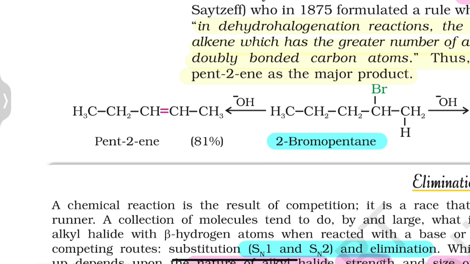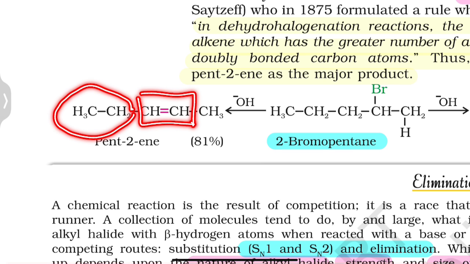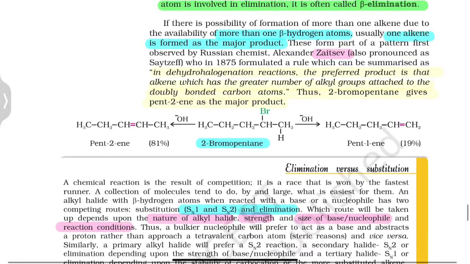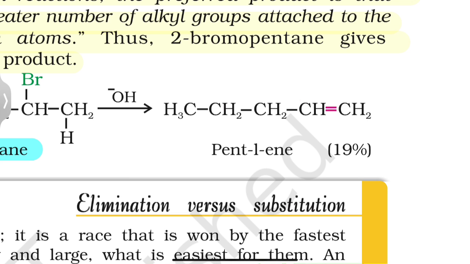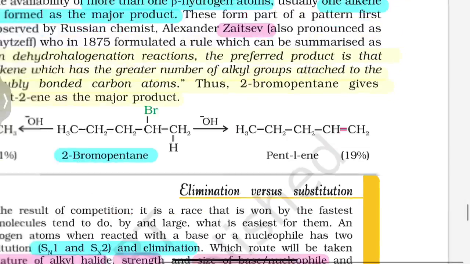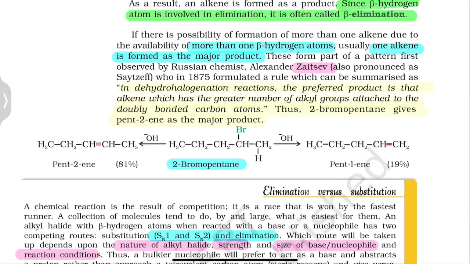What Saytzeff rule says is, after the formation of the alkene, you should see which has more number of alkyl groups; that will be the major product. Here this is the double bonded carbon atom. How many alkyl groups are present? One alkyl group and a second alkyl group. So there are two alkyl groups attached to the carbon-carbon double bond. And in this product you see the carbon-carbon double bond has only one alkyl group attached. Here there are more alkyl groups, therefore this will be the major product.